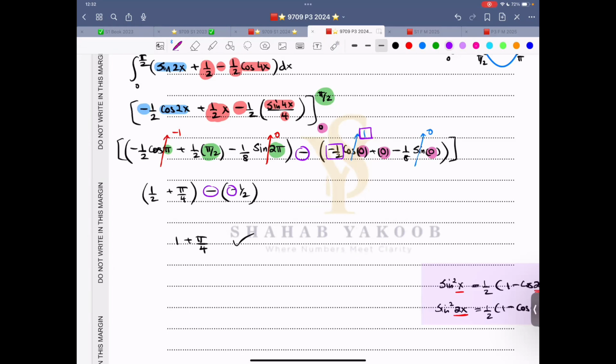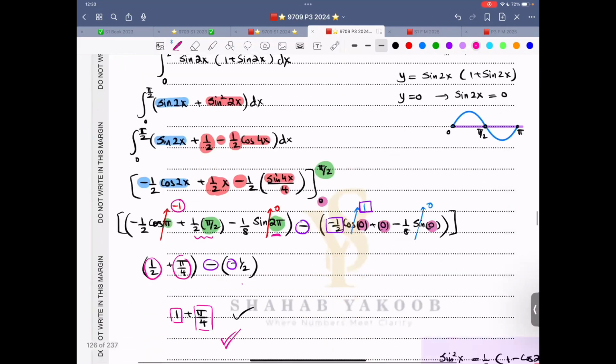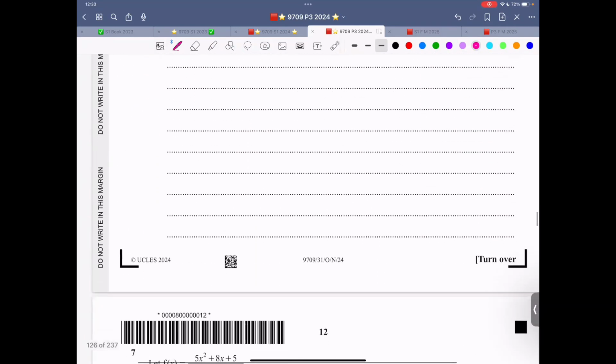Similarly, if I focus on the sine of 2 pi, that is 0. Half of pi by 2 is pi by 4. And cos of pi is negative 1 multiplying with negative half. So that is half. This becomes positive. Half plus half is 1. 1 plus pi by 4. That is again the answer in the exact form. So this is another question of exact thing.